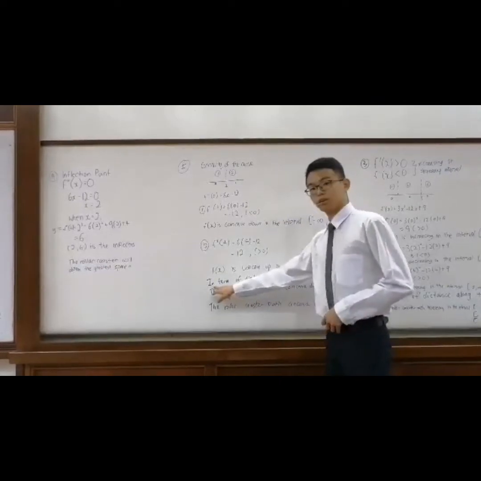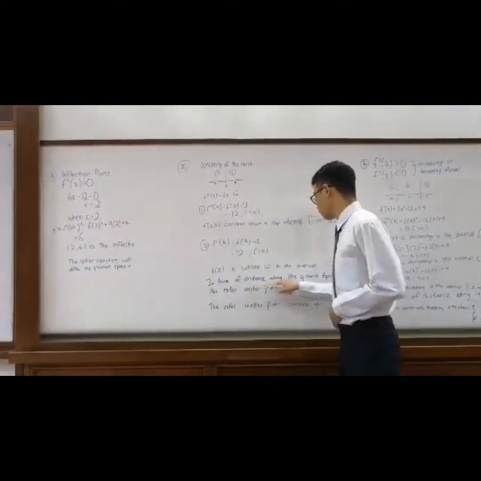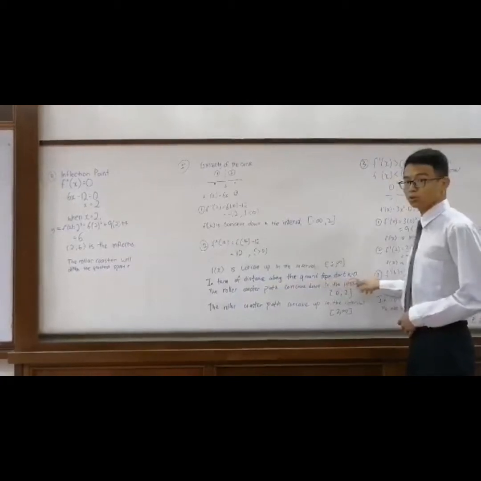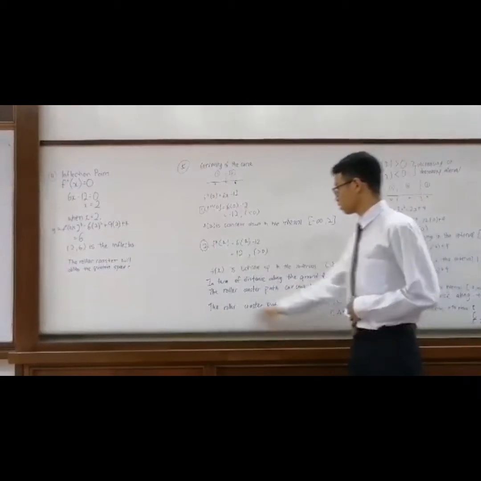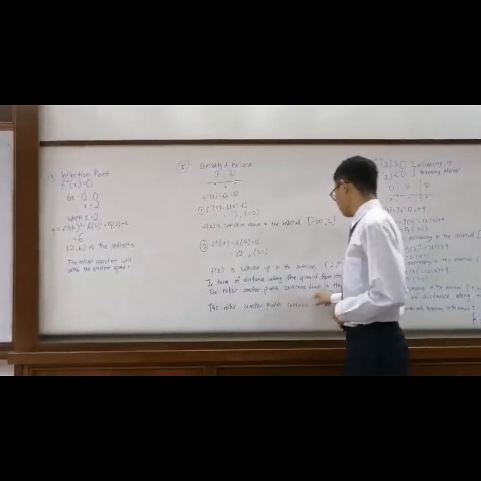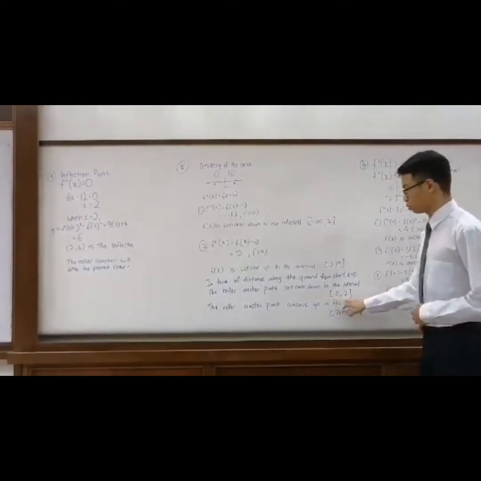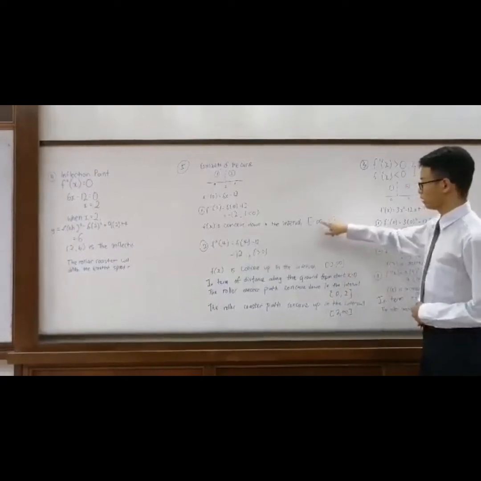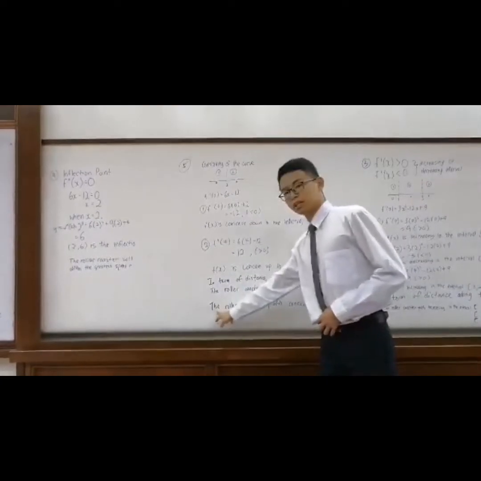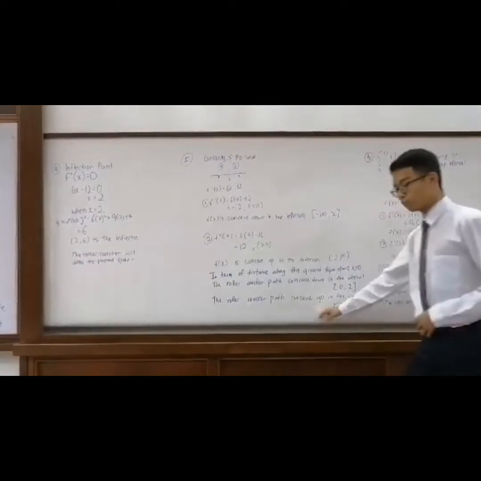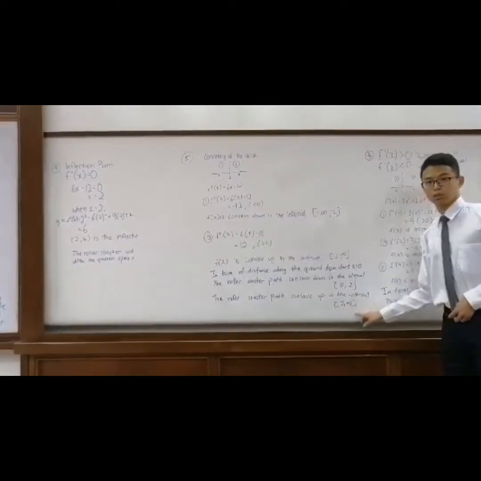We need to state that in terms of distance along the graph from the start, where s equal to 0 is the starting point. So the roller coaster path is concave down in the interval from 0 to 2, the same as -infinity to 0. The second one is that the roller coaster path is concave up in the interval from 2 to infinity.